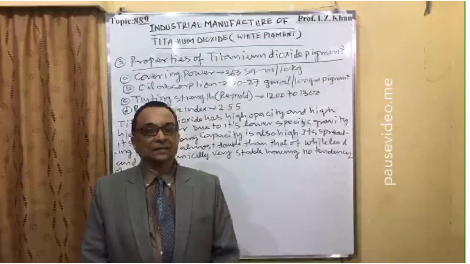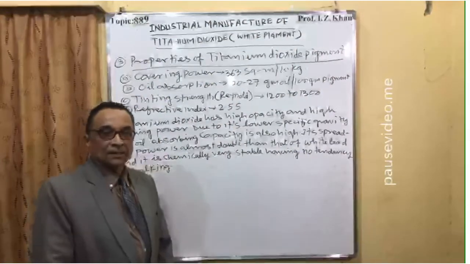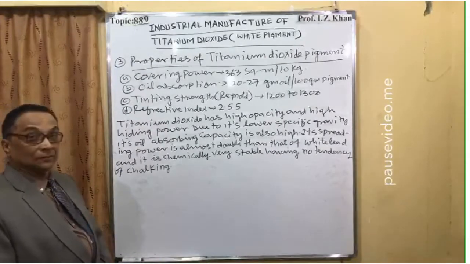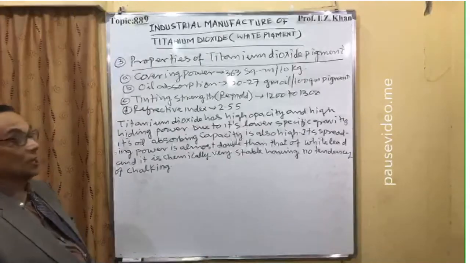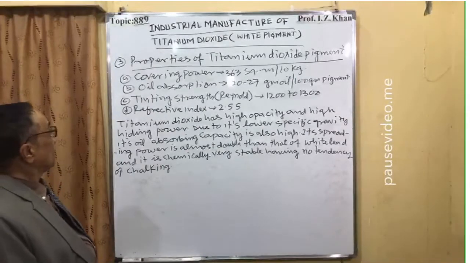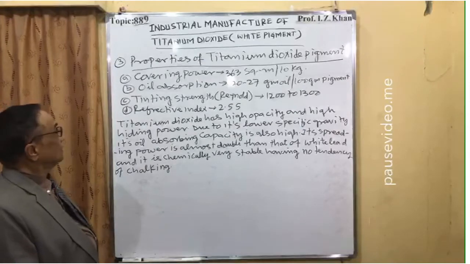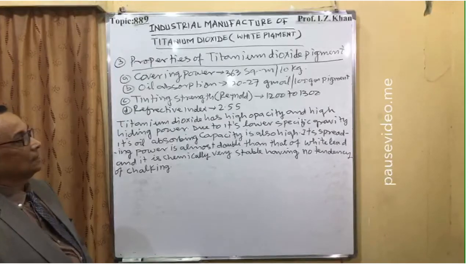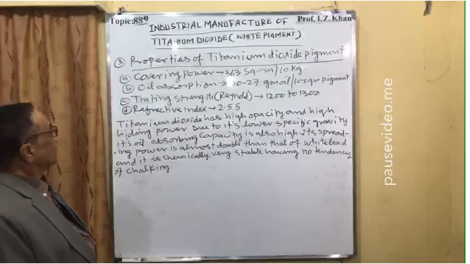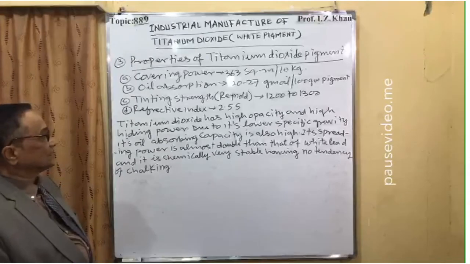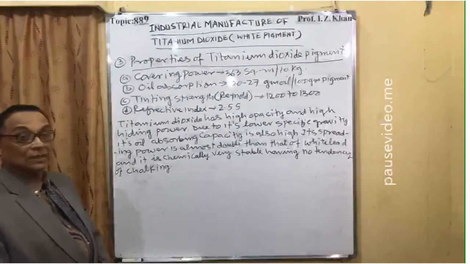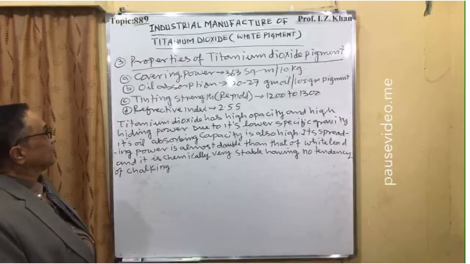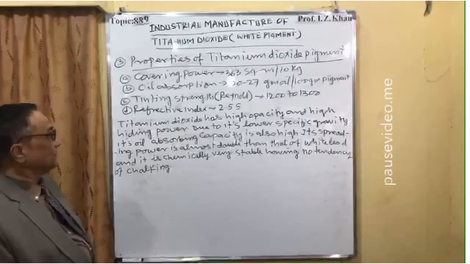And number 3 is the properties of titanium dioxide white pigment. A, its covering power is very high, that is 363 square meter per 10 kilogram. B, oil absorption is 20 to 27 gram oil per 100 gram pigment. C, tinting strength, that is Reynolds, is 1200 to 1300, and refractive index is 2.55.